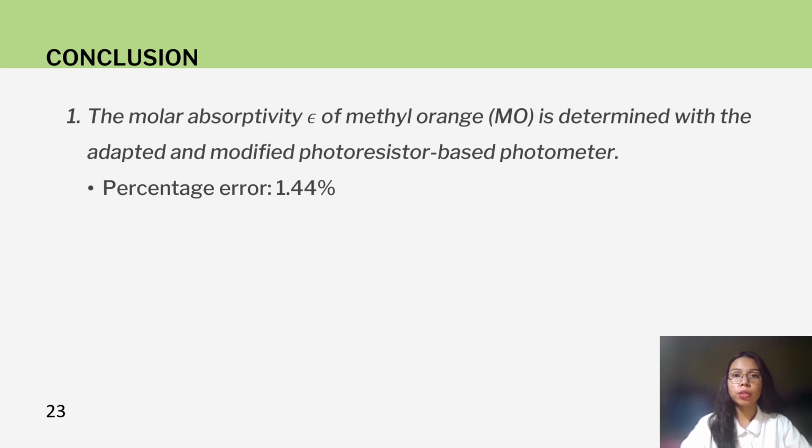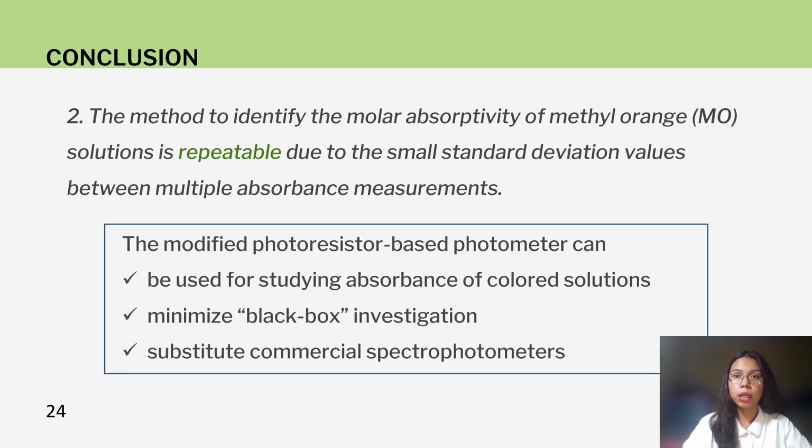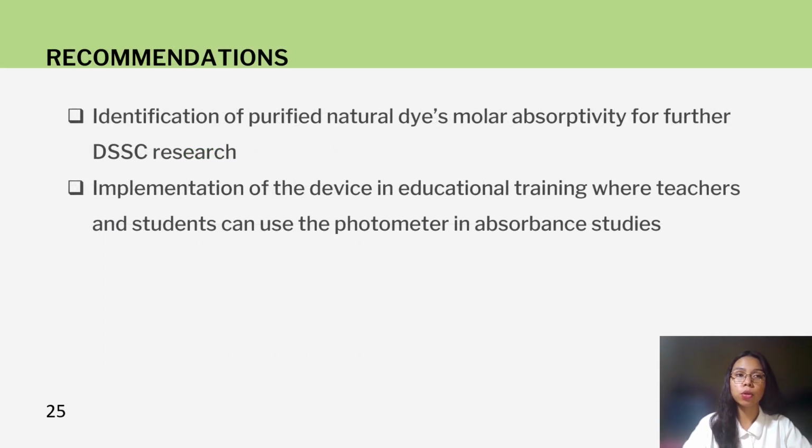Moreover, the research questions are solved, and it is found that, 1. The molar absorptivity of methyl orange is determined with the adapted and modified photometer with only about 1.44% error. 2. The method to identify the molar absorptivity of methyl orange solutions is repeatable. Hence, it can be concluded that the modified photoresistor-based photometer can be used for studying absorbance of other solutions, minimize black box investigation, and substitute commercial spectrophotometers.